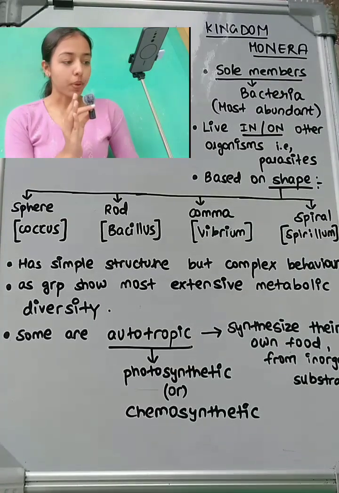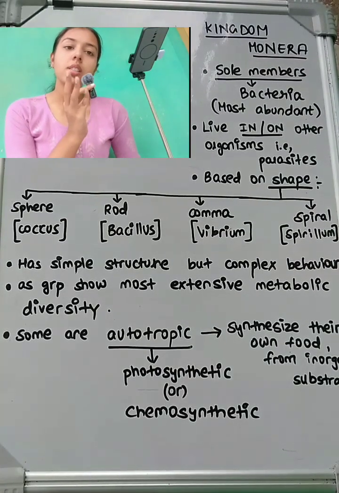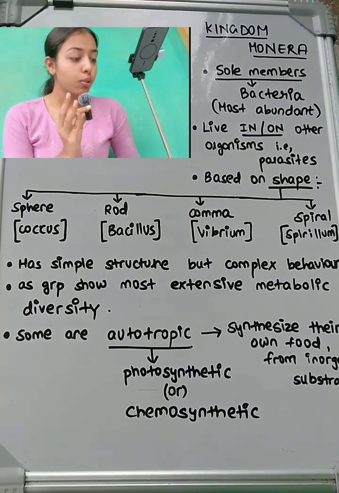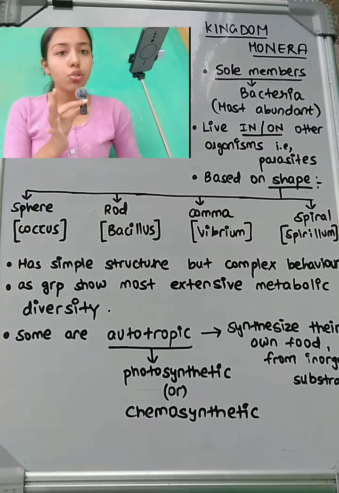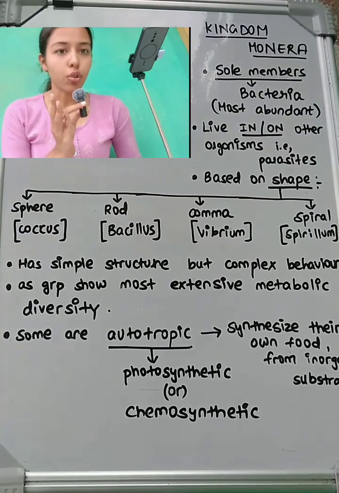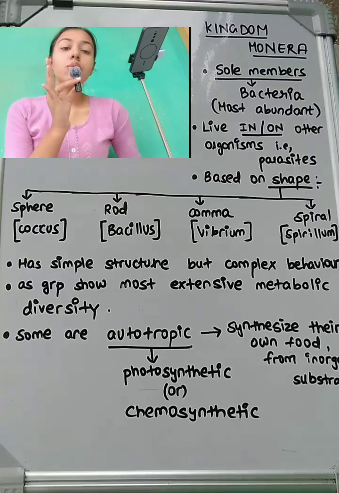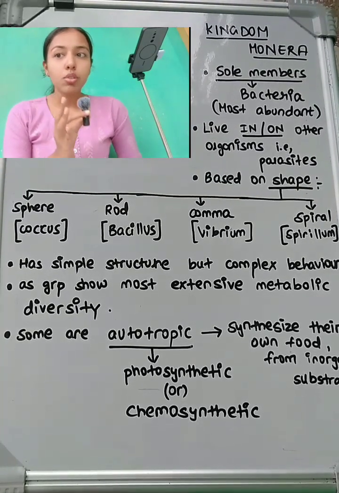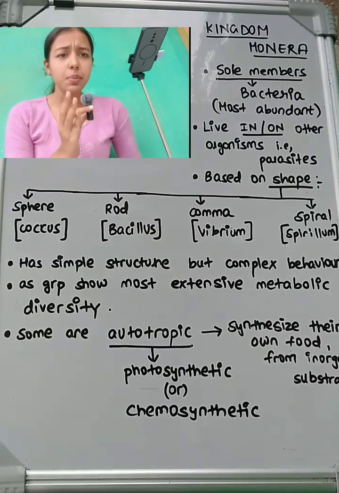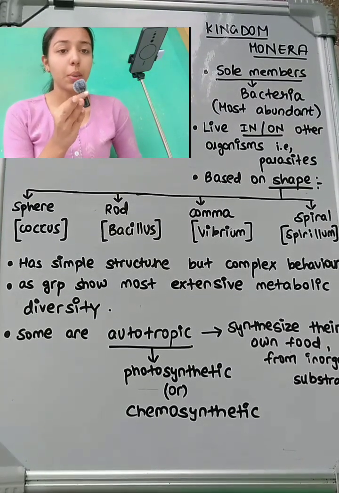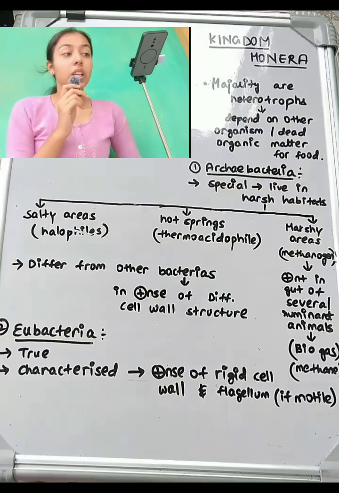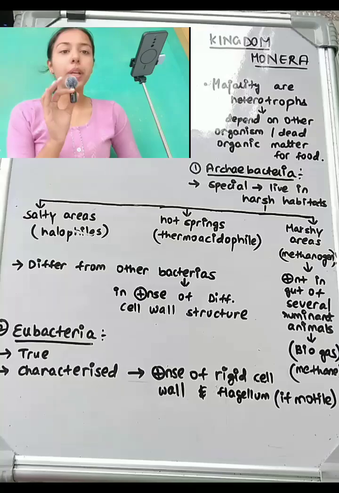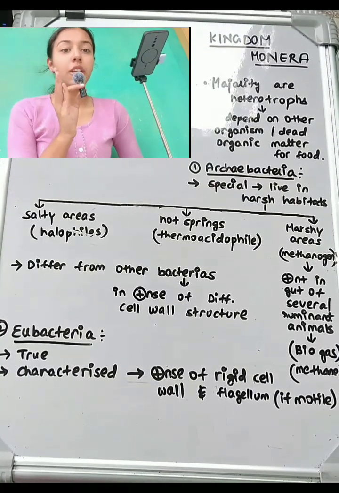Now, some are autotrophic, in the sense they synthesize their own food from inorganic substrates. Autotrophic means they can be photosynthetic autotrophs or chemosynthetic autotrophs. Photosynthetic means using sunlight they synthesize their own food. Chemosynthetic means using chemical substrates they synthesize their own food. Some are autotrophs, but the majority are heterotrophs. Heterotrophs depend on dead organic matter for their food.